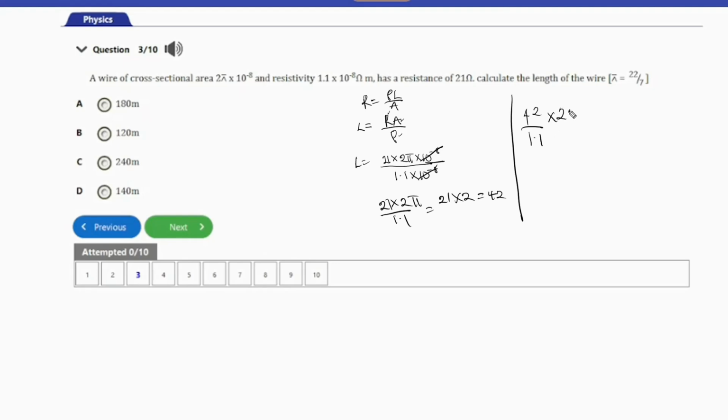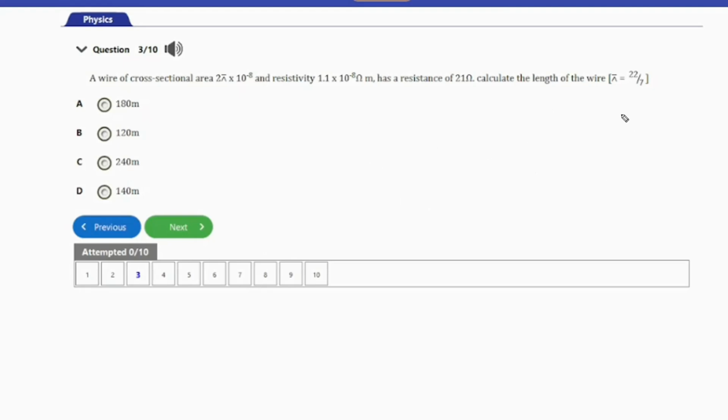So since pi is 22 over 7, if we go ahead and calculate this, we'll arrive at 220 meters, and that's option B here. So that's 120 meters wire. That's the answer to this question. Let's go ahead and consider the next question, guys. So that's question number 4 here.